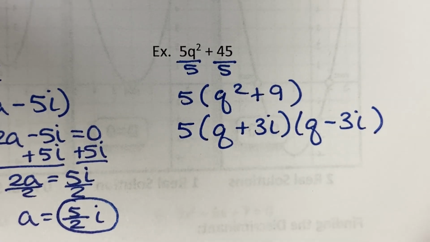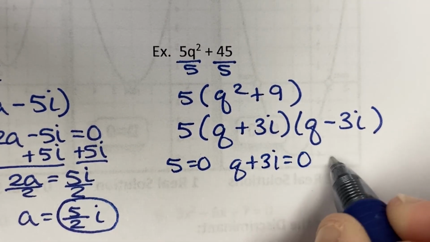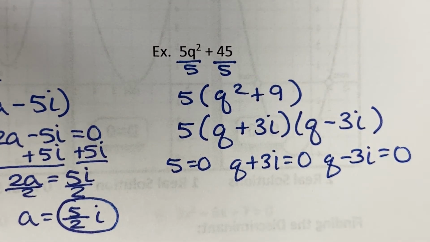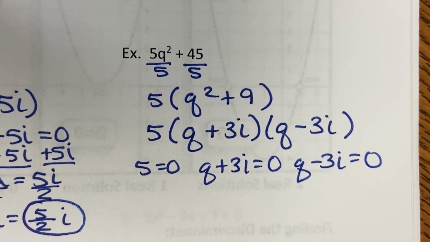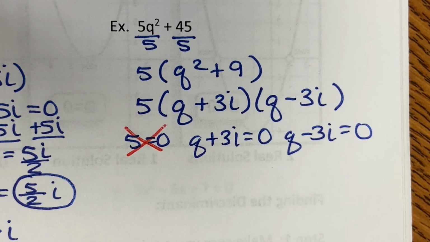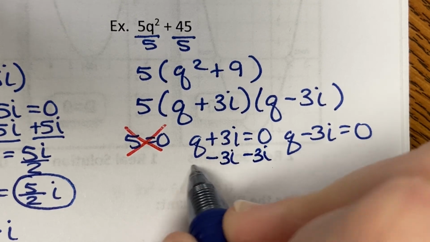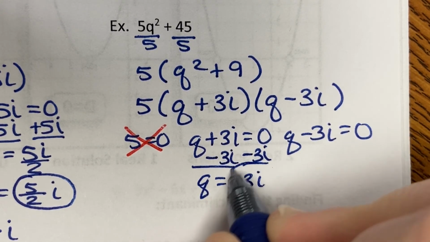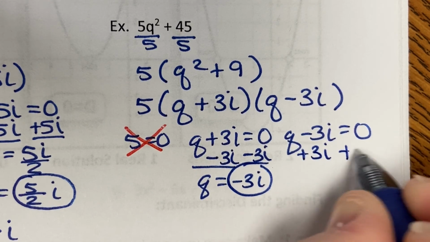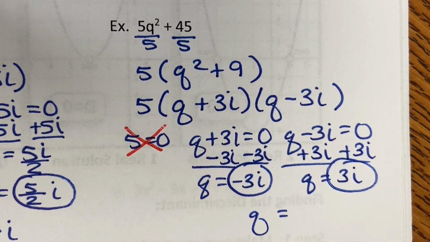Now, if I want to solve it, then I would set each factor equal to 0, and then solve for the variable. Well, 5 equals 0 is not even true. You can't even solve that. That's not even a true statement. So you can't do that. So for the second one, we're going to subtract the 3i. So we get a negative 3i. And for the third one, we add the 3i to get positive 3i. And again, these could be written as q equals plus or minus 3i. So you can separate it out, or you can put it together with the plus or minus.